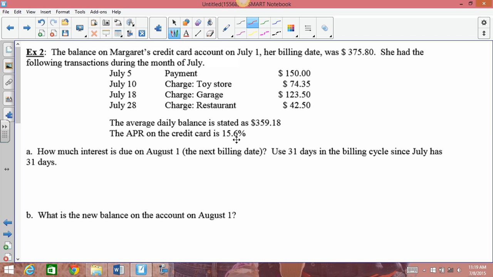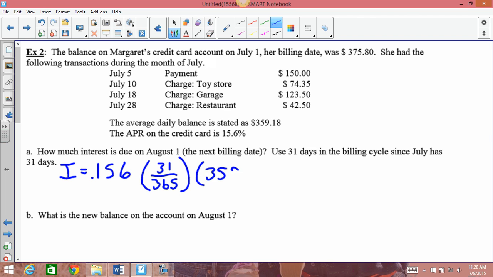So anyway, with that said, here in Part A, how much interest is due on August 1st, the next billing date? It says use 31 days in your billing cycle since July has 31 days. So I'm going to find my interest. I equals my APR, 15.6%, changing it to a decimal, 0.156, times my number of days, 31 divided by 365, times your average daily balance, $359.18. Do that multiplication, and you should find her interest isn't too bad, $4.76. Not too bad at all.